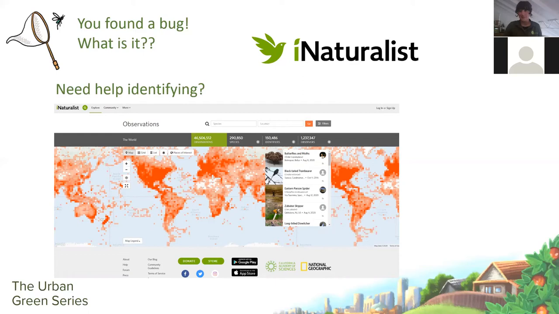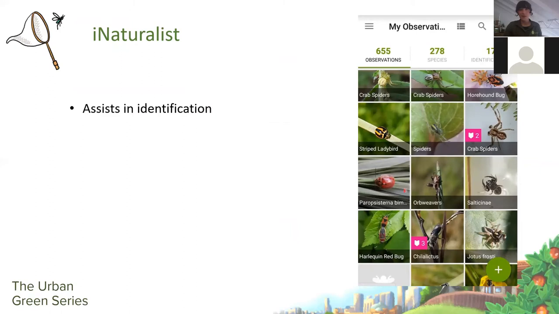So you can see here, this is what the interface looks like on my phone. It's really great because it assists in identifications, and I'll tell you more about that in a moment. I also just love that it helps me organize my insect photos.